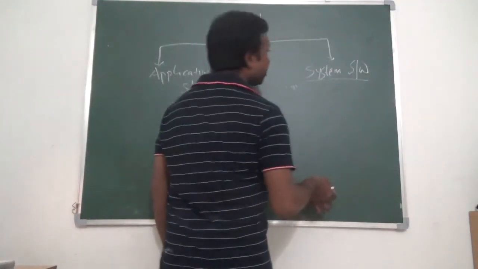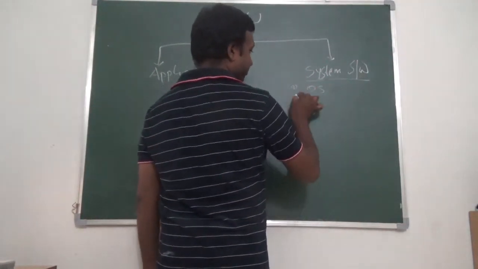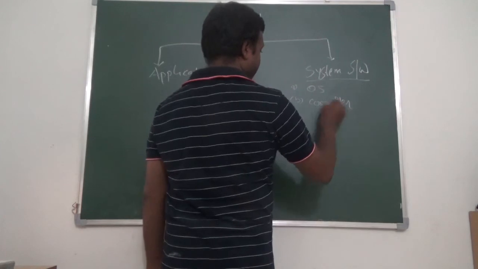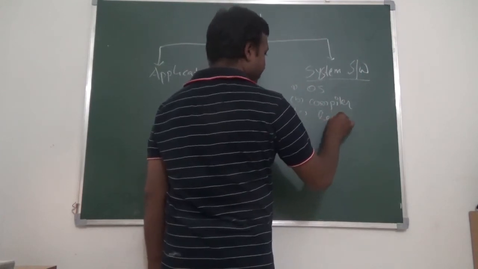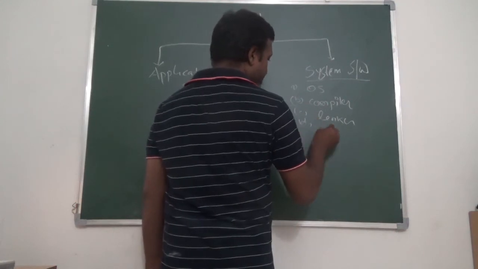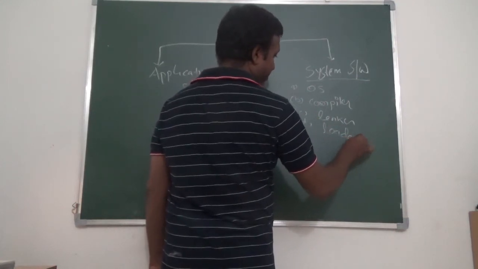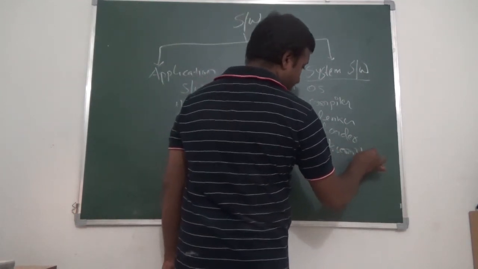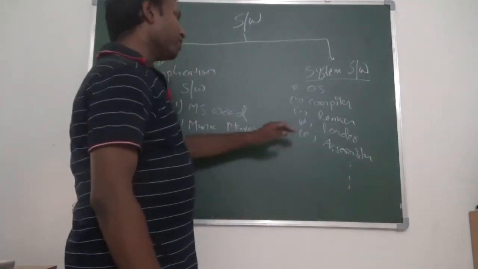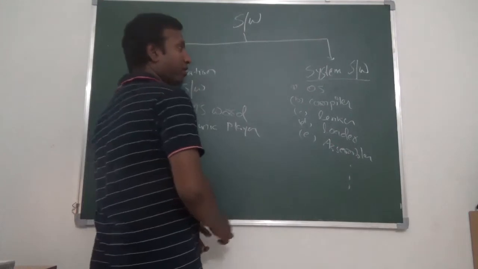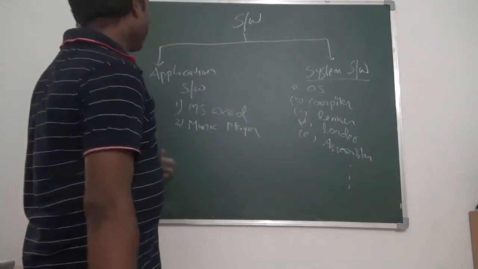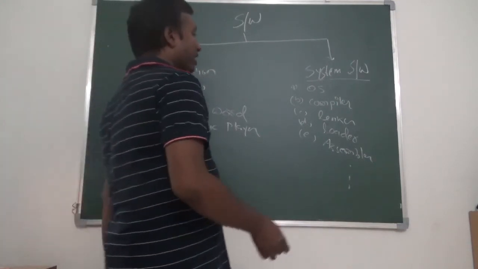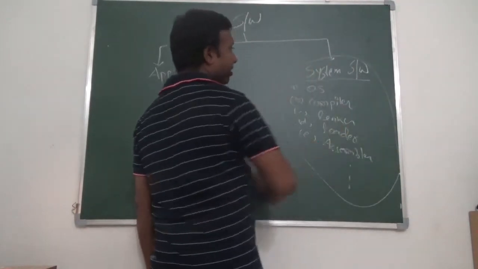So what are the examples of system software? Operating system, compiler, linker, loader, assembler. There are other system software also. So this is basically the broad categories of software, and we are basically interested in this part, system software.